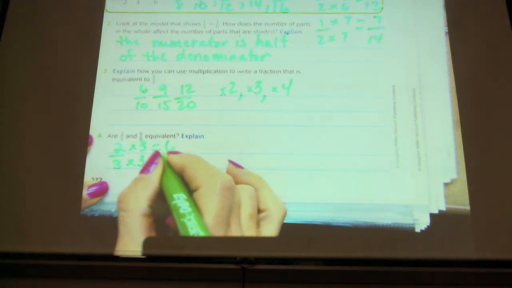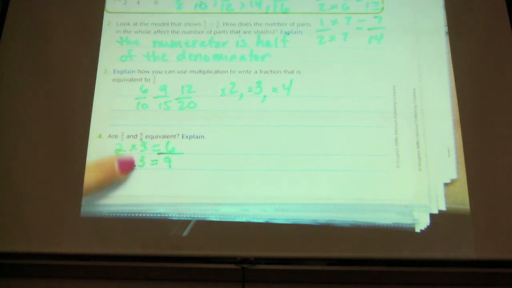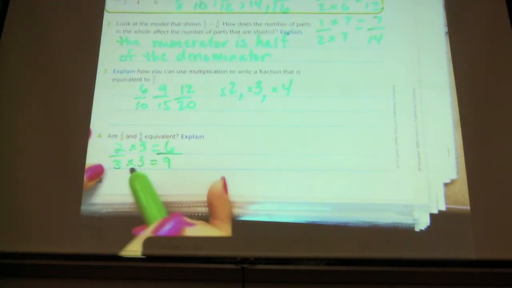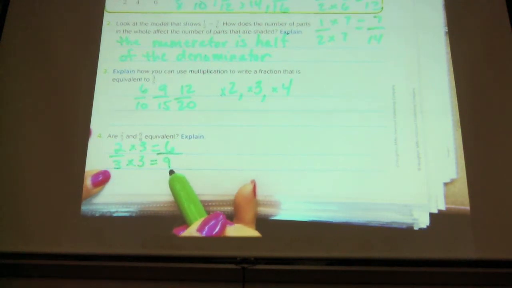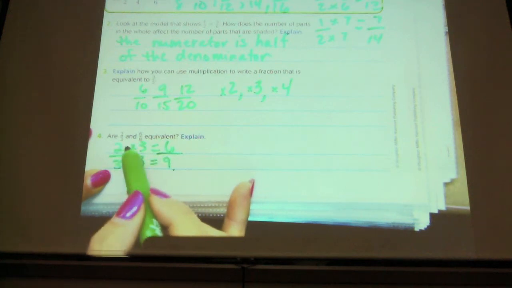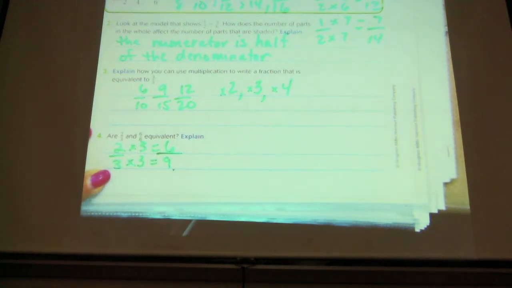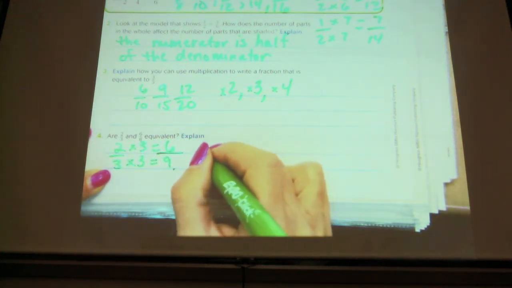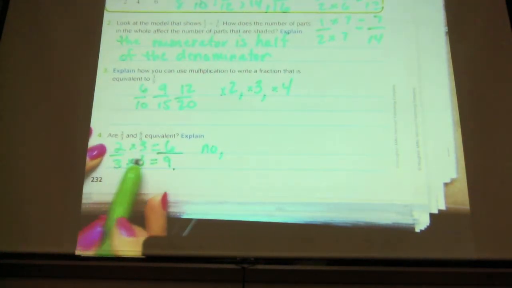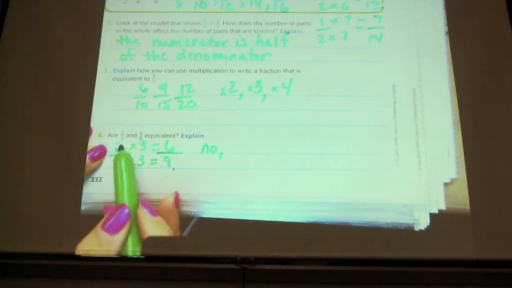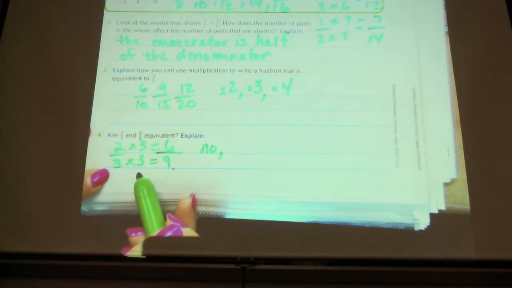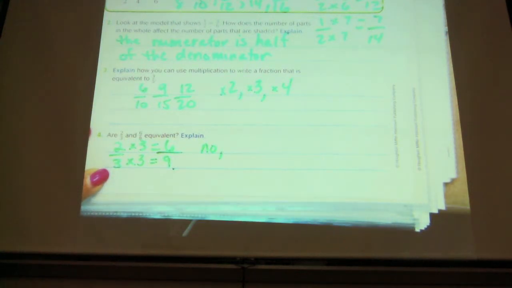If we did 3 times 3, we see we got the numerators right, but then the denominator would have to be what? 9 to be equal. Is 6/8 equal to 6/9? No. So this helps us know that the answer is no. To get the numerator 6, I had to multiply by 3. So if I multiplied the denominator by 3, I would get 9, so that would not be equal.